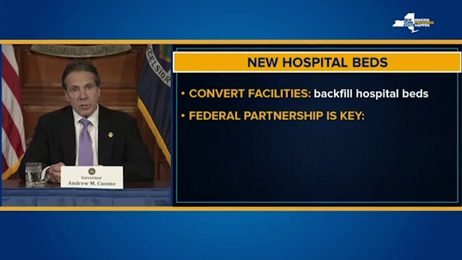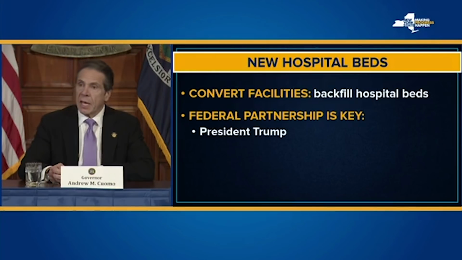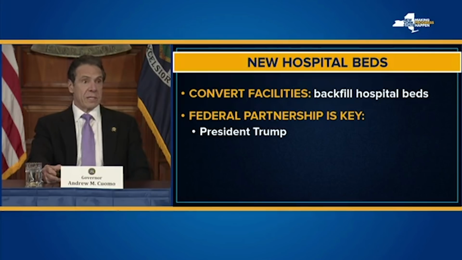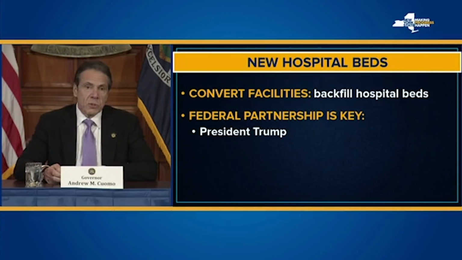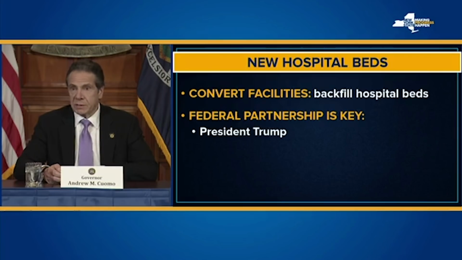Second, the federal partnership, which is key. And as we discussed yesterday, the state cannot do this on its own. We don't have the capacity, we don't have a workforce. We're very ambitious, we're very aggressive, but the most important thing in life to know is to know what you cannot do. Know your limitations. We can't build new hospitals in 45 days. The federal government can be extremely helpful here, and we need the federal government's help.